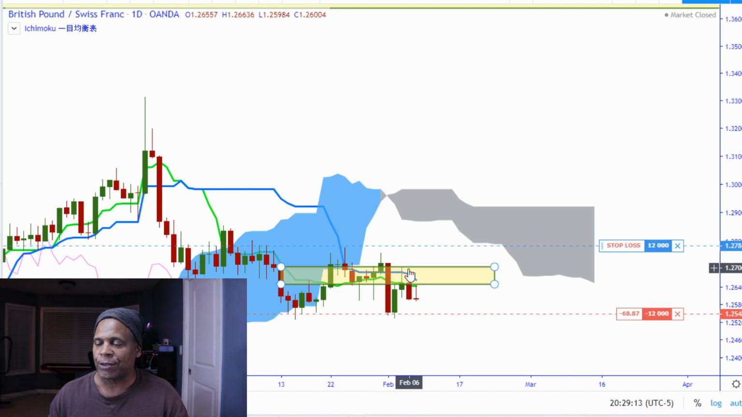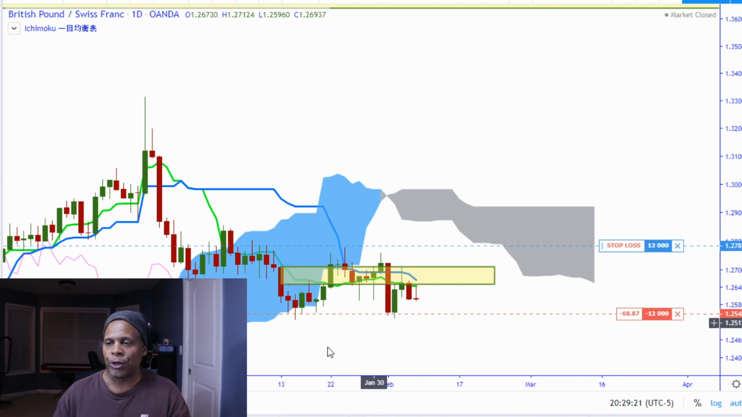The angulation is very nice on Tenkan-sen and Kijun-sen. Well, basically Kijun-sen. Tenkan-sen's just rolling a little bit flat. But seeing that angulation is good. But we also see this level. The market is unable to break through this level for the second attempt. We're coming up on the third attempt. If we could get through on that third attempt, then I'll see my trade probably continue to the downside.